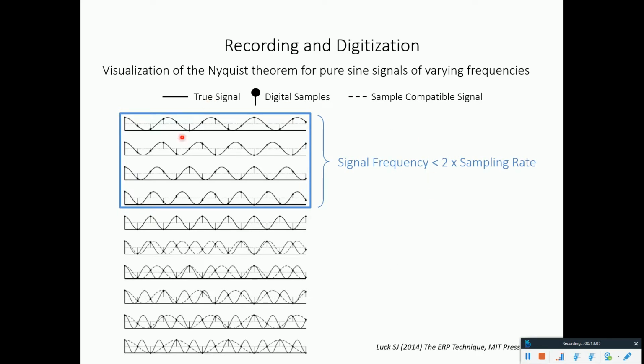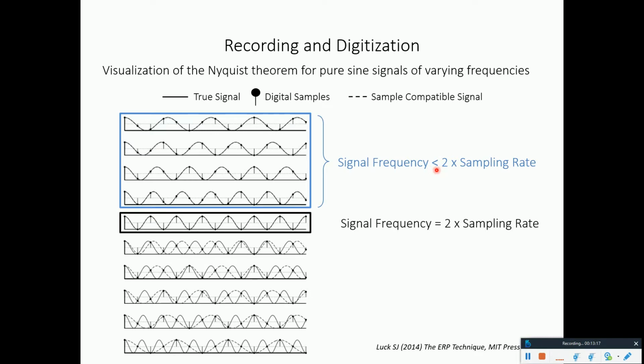So in this domain where things are fine, the signal frequency is actually smaller than 2 times the sampling rate. At this point, the signal frequency is twice the sampling rate. So you can see that for each walk through the cycle, starting here and then going once through, you have 2 samples, and these then determine exactly the frequency of the sine wave.